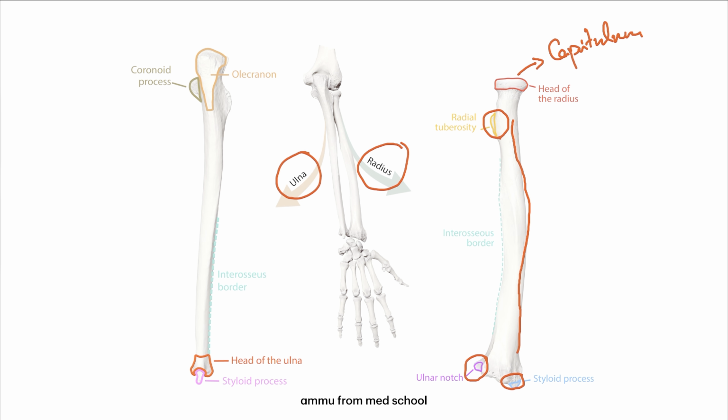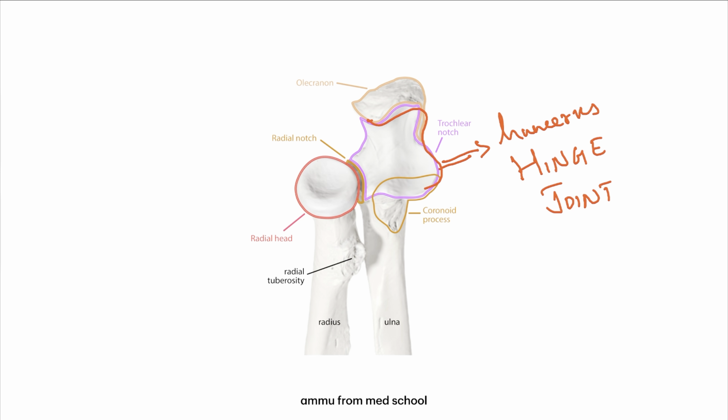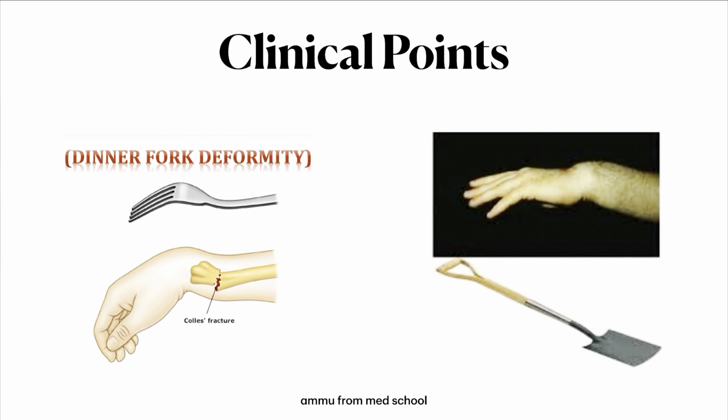Now moving on to the ulna, you have the olecranon process, you have the coronoid process, you have the interosseous border, and you have the head of the ulna and the styloid process. Now if you see here, you have the trochlear notch. You have to understand that the trochlear notch is for the attachment of the humerus. The humerus gets attached to the trochlear notch, hence forming the hinge joint. And this is the radial head and this is the radial notch where the radius and the ulna get attached together.